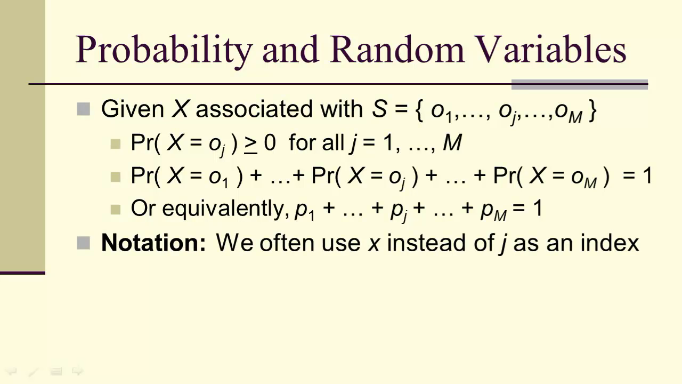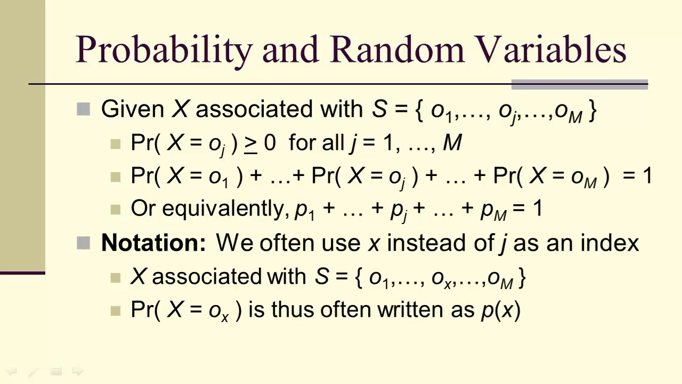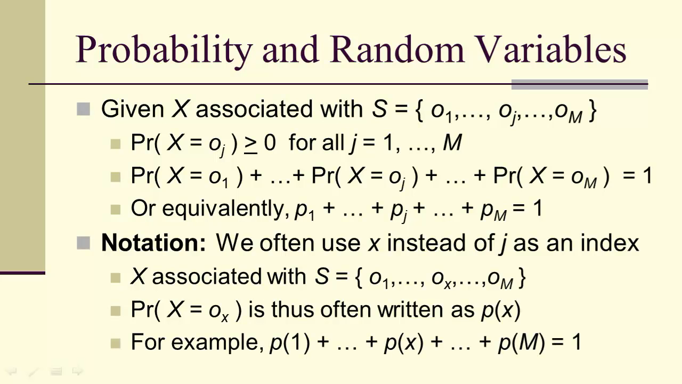We often use x instead of j as an index. So we have capital X as the variable and then little x as the index. So instead of writing O sub j, we might write O sub x. And the probability that X is outcome O sub x we'll often write as just p of x. So p of 1 up through p of m is equal to 1 would be our law of the sum for the sum of the probabilities.